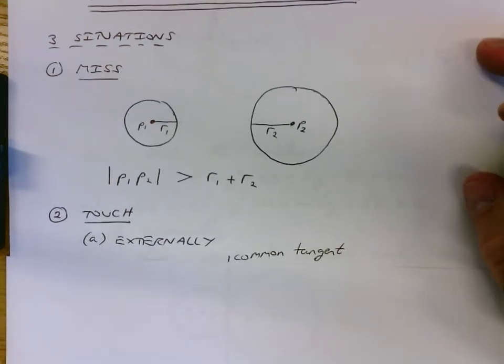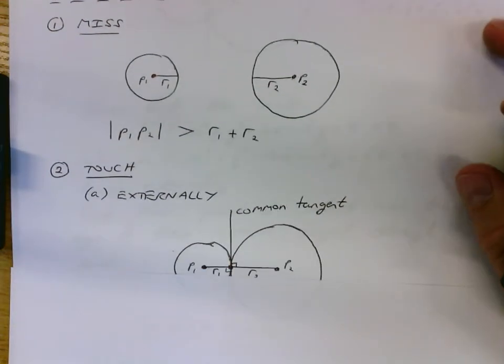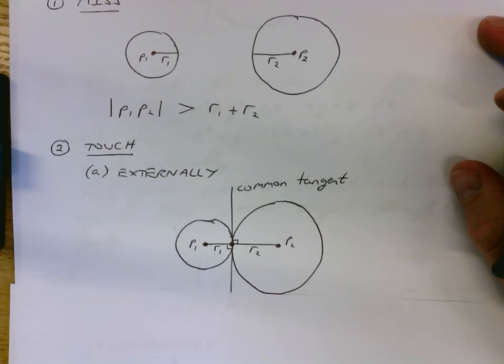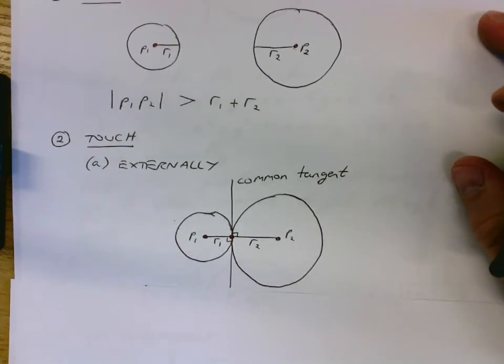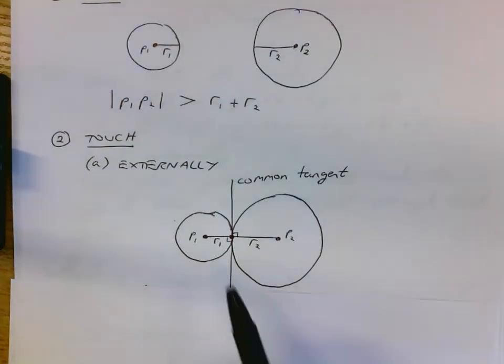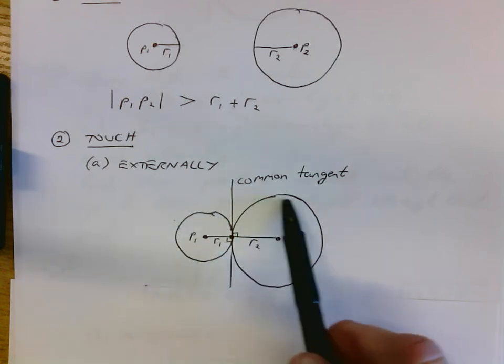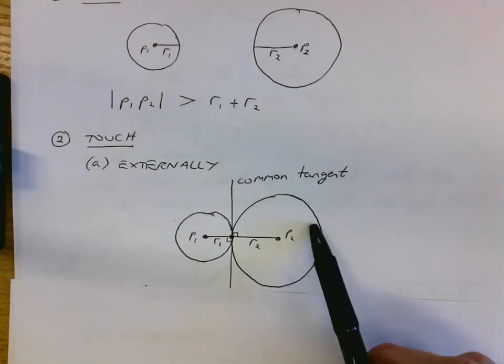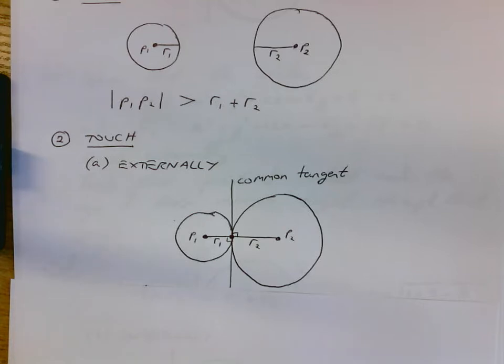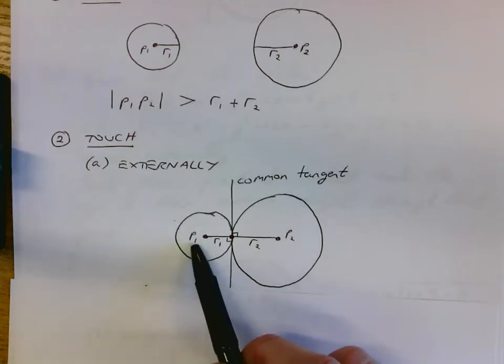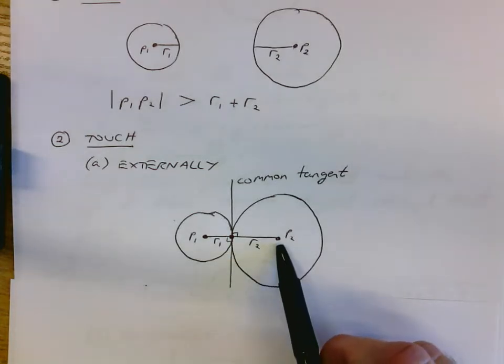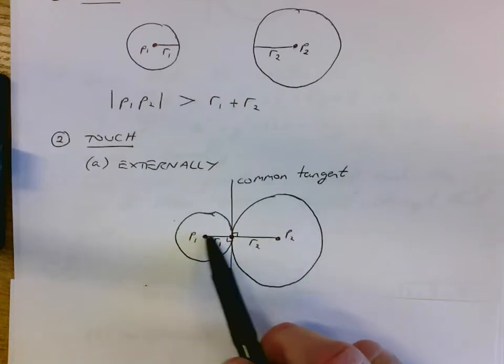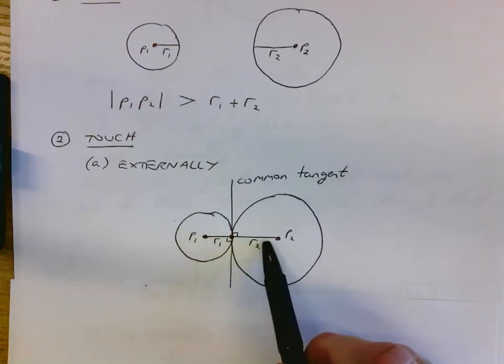Now, there's two ways this can happen. The first way is that they touch externally, so they touch on the outside, something like that. So again, I've drawn one little circle, one big circle. We don't know if they're the same size or not, depends on the question. We have the centre of circle 1, P1, and the centre of circle 2, P2. We have the radius 1 and the radius 2.